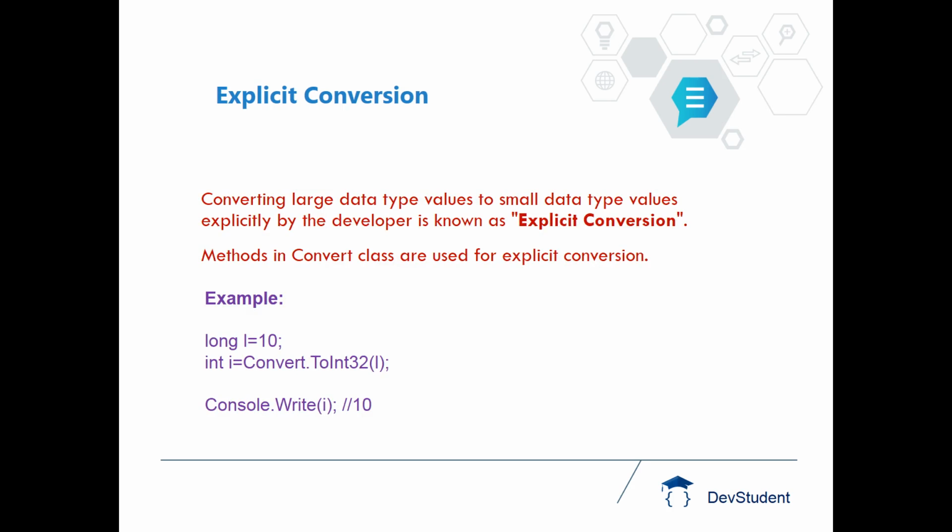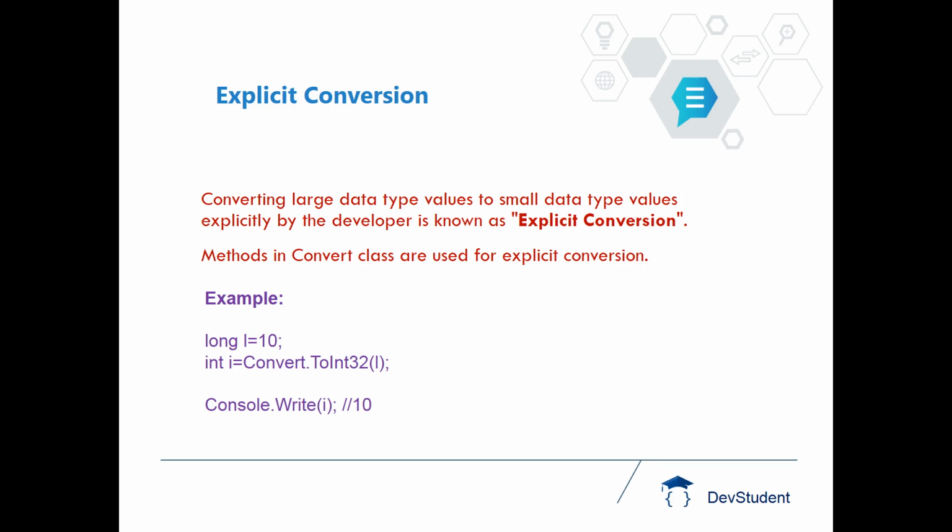The second type is explicit conversion. If you are converting a value of a large type to a small type, a developer has to explicitly write some code to convert, which is called explicit conversion. You have to use a class called Convert to do this. The Convert class has methods like ToInt32, ToInt64 and others for other data types, which help the developer convert from one data type to another.